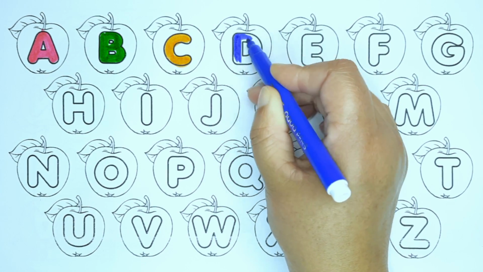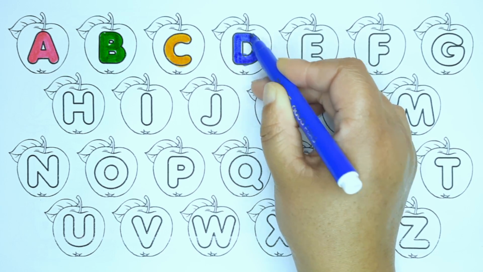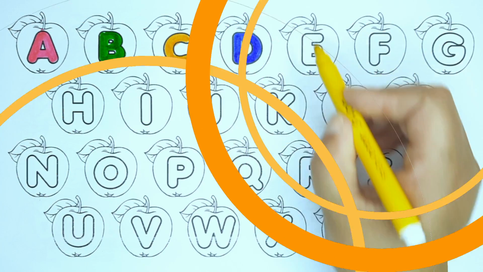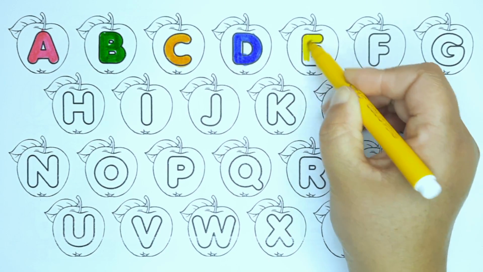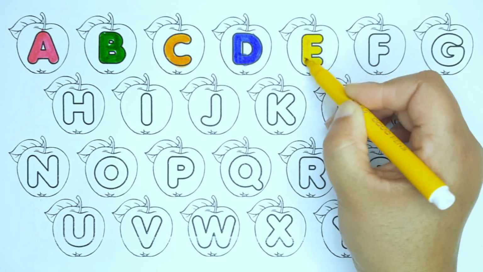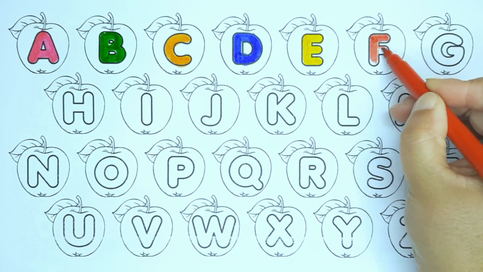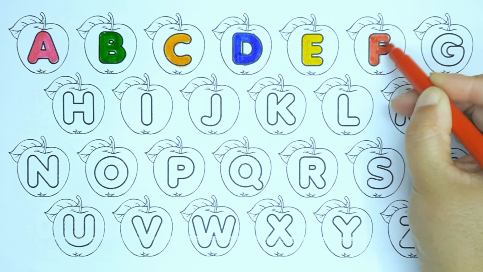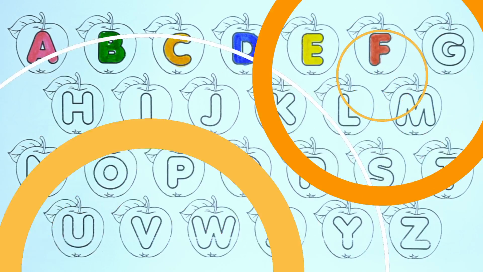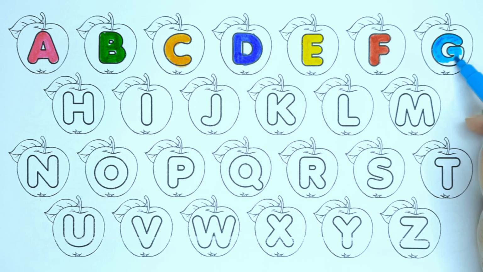D for donkey. E for elephant. F for fish. G for grapes.